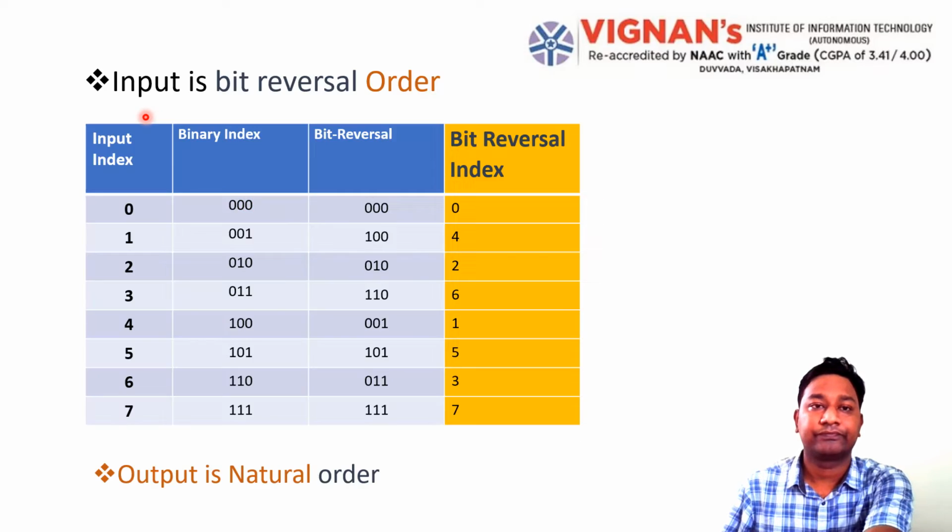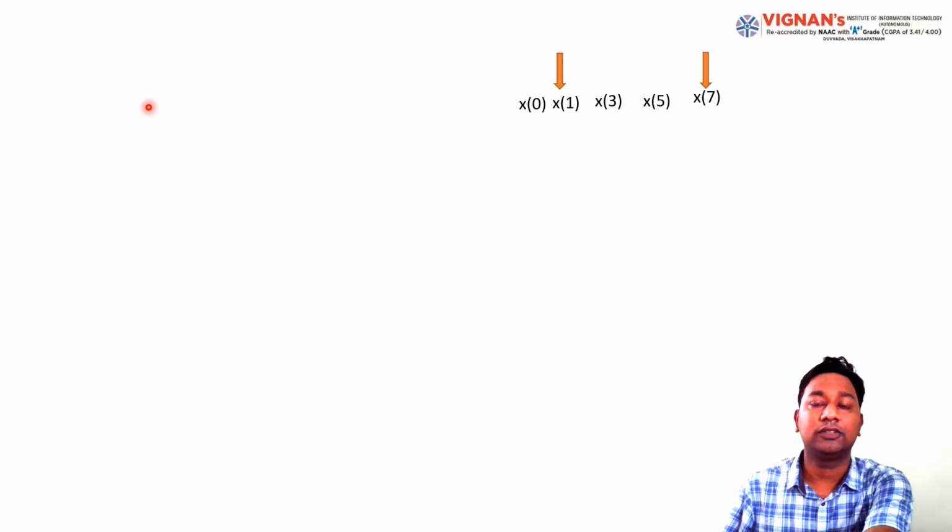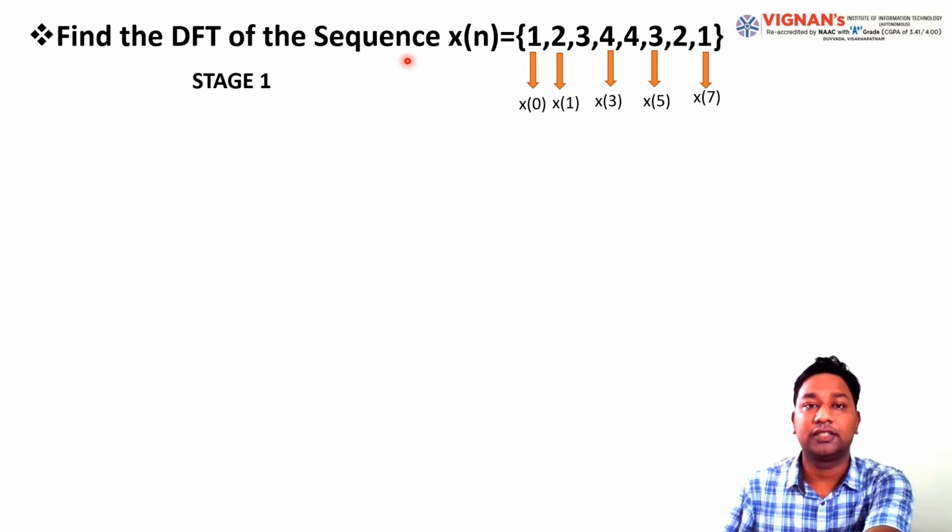So now we will find out the discrete Fourier transform of the sequence x of n = 1, 2, 3, 4, 4, 3, 2, 1. So x of 0 is 1, x of 1 equal to 2, x of 2 equal to 3, x of 3 equal to 4, x of 4 equal to 4, x of 5 equal to 3, x of 6 equal to 2, and x of 7 equal to 1.